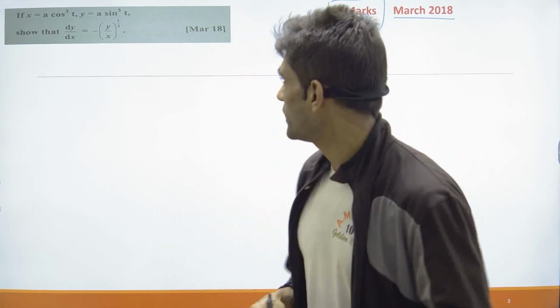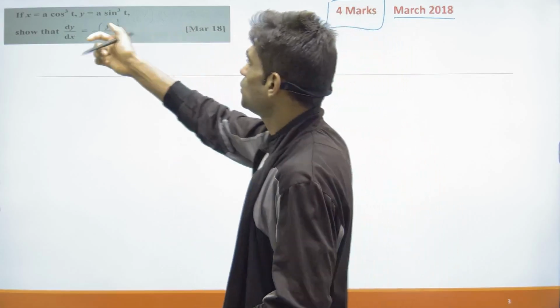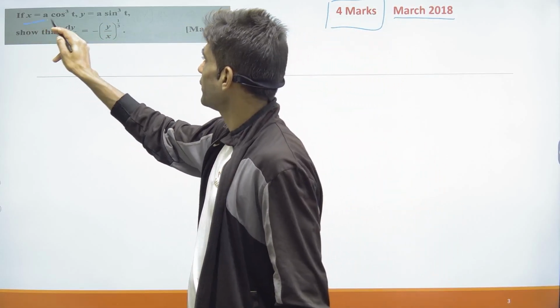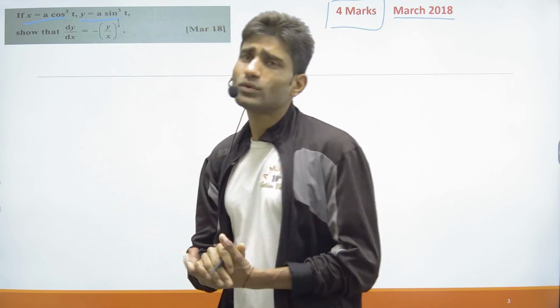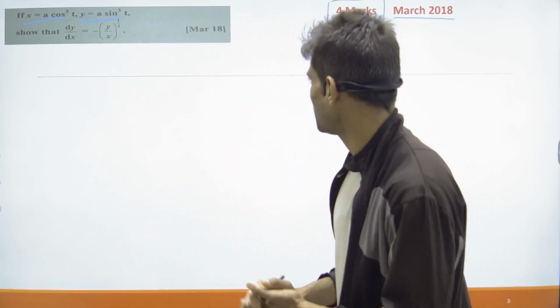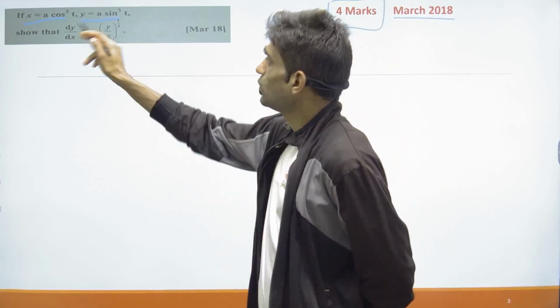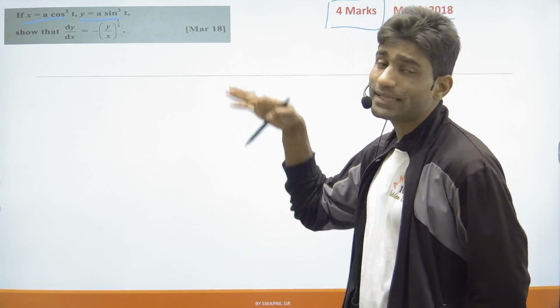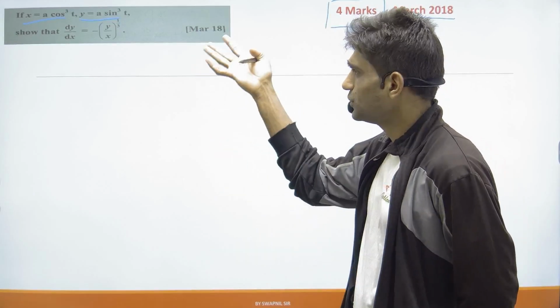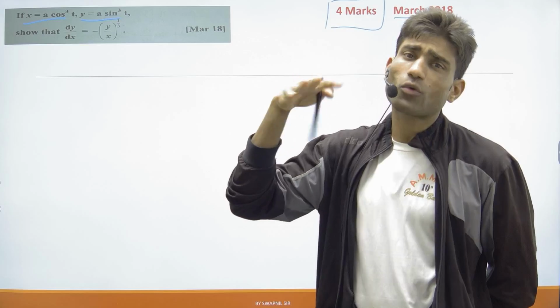Here we can see we have two different functions: x which is equal to a cos cube t, and second y which is equal to a sin cube t. We have two different functions, and we have to differentiate both of them with each other, like differentiation of x with respect to y, or y with respect to x.